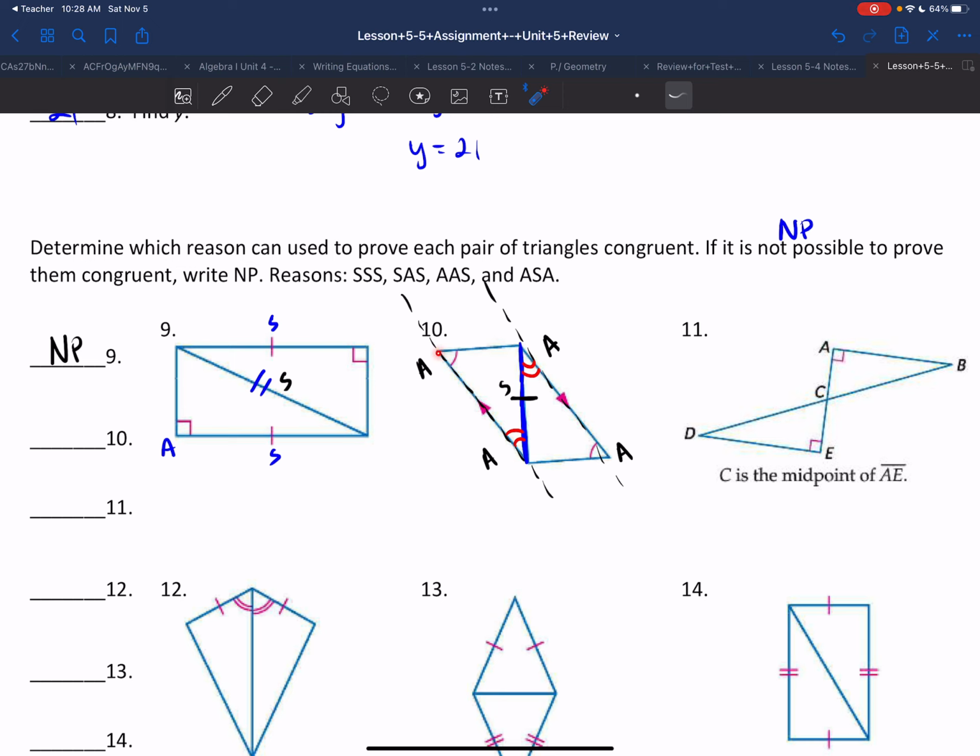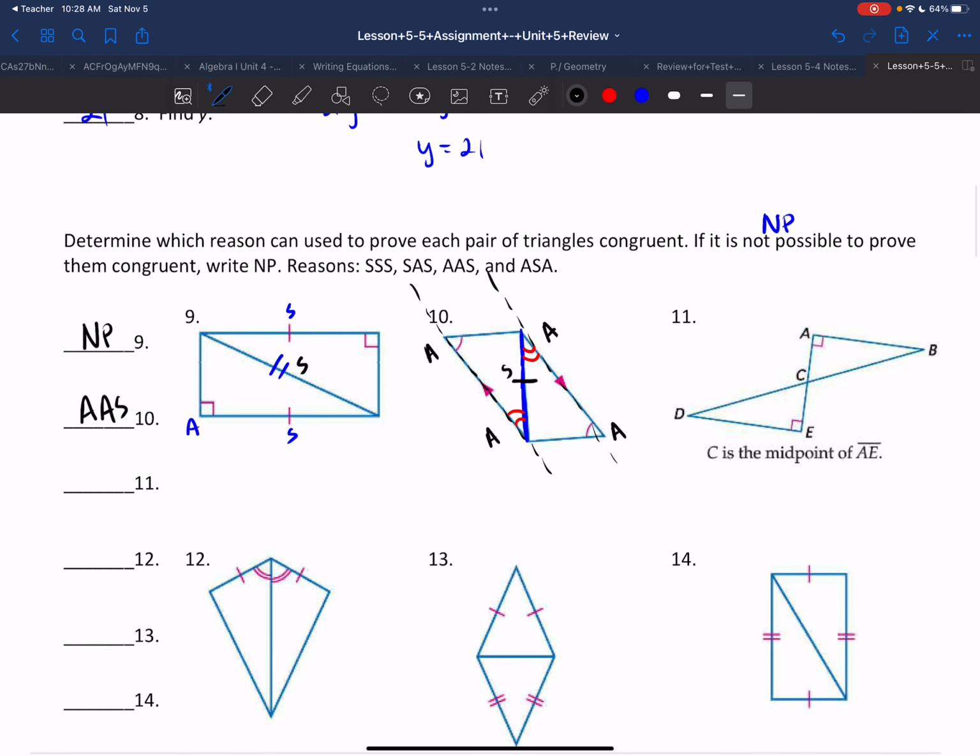Okay, so I'm going to read it. Angle, angle, and side. And over here, angle, angle, then side. So these two triangles are congruent because of the AAS postulate. Okay. Number 11, and it has some words.